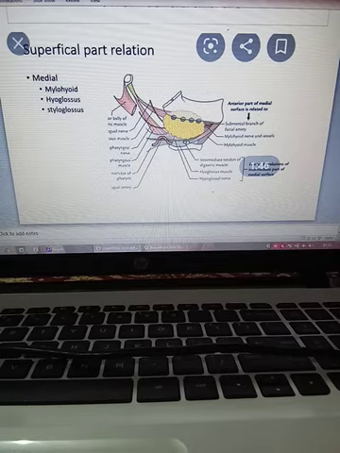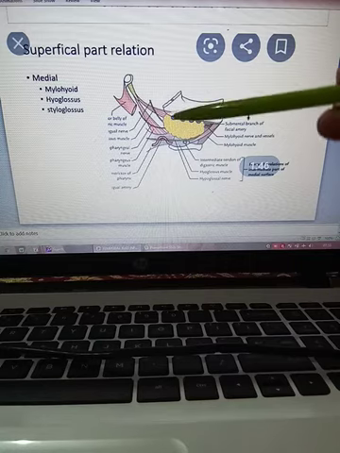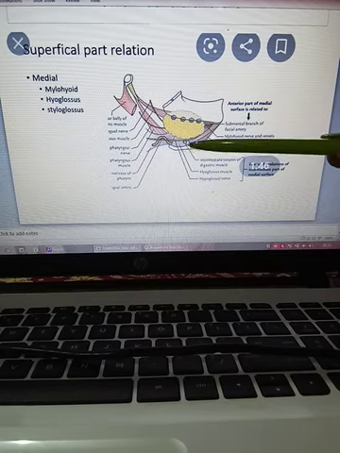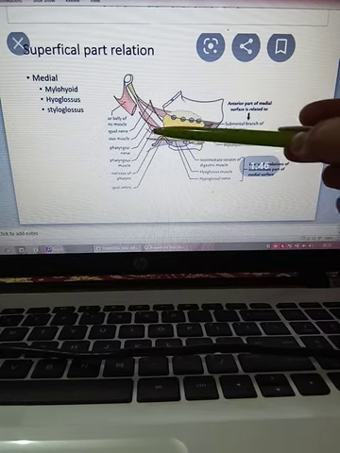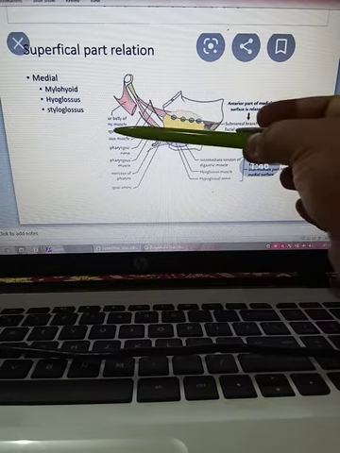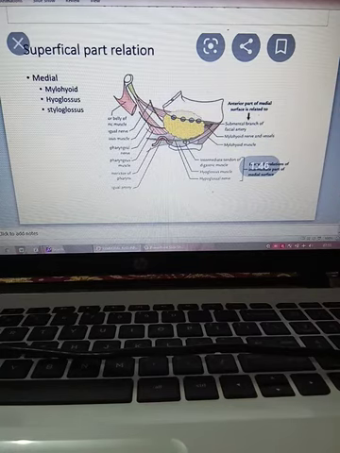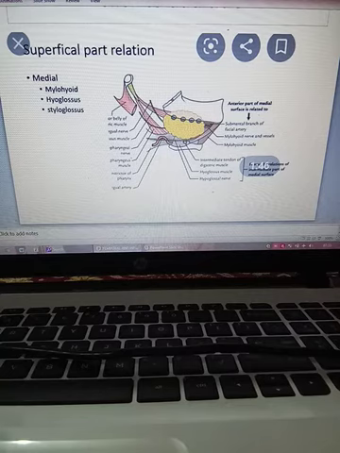Then comes, it overlies the posterior belly of the digastric muscle. It overlies the posterior belly of the digastric muscle.